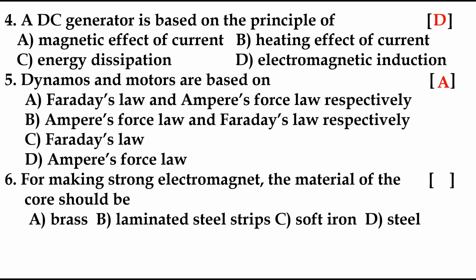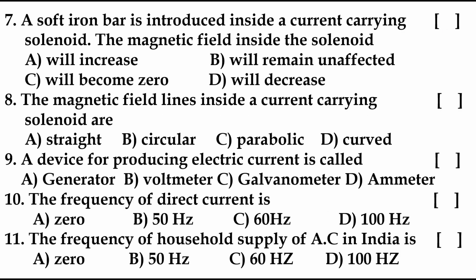Sixth bit, for making strong electromagnet, the material of the core should be dash. Option A brass, option B laminated steel strips, option C soft iron, option D steel. Answer is option C soft iron.